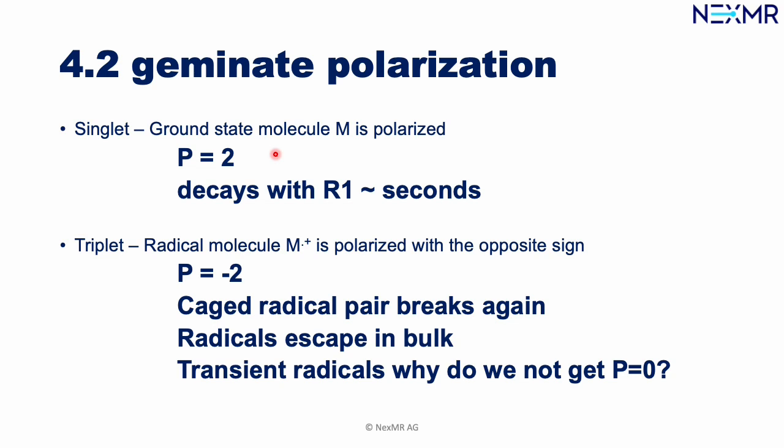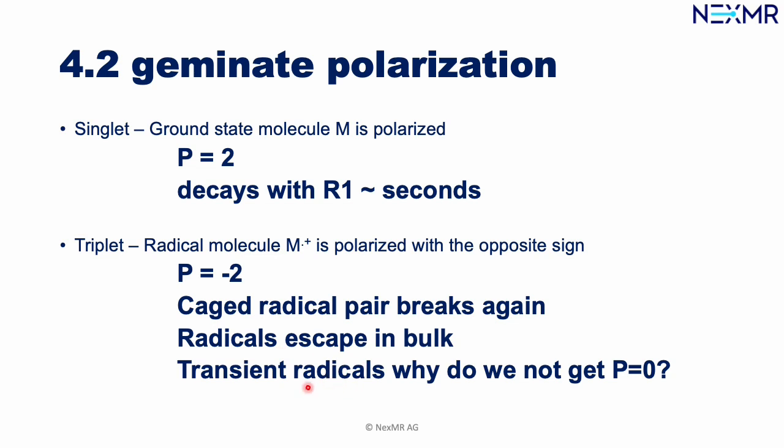So at the end of this process, we call this the geminate polarization. This is the first cycle of photo-CIDNP that we completed. And you see that the singlet yielded a ground state molecule, and the molecule M is polarized with a polarization equal to 2, and it will decay with R1, the longitudinal relaxation, which is on the seconds time scale. The triplet state radical pairs that were formed by the radical pair mechanism remain radical molecules and are polarized with the opposite sign, P equal -2. So they formed again cage radical pairs that can break again, and now the radicals will escape into the bulk.